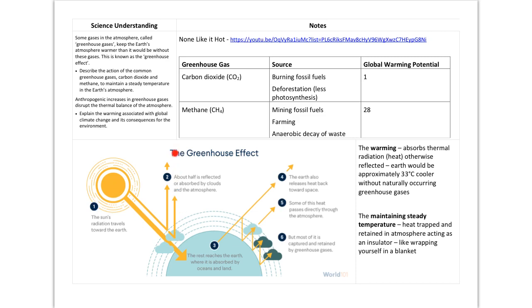About half of that just gets basically reflected back off the planet, and it's never absorbed by our planet, so it doesn't actually have any warming effect at all.